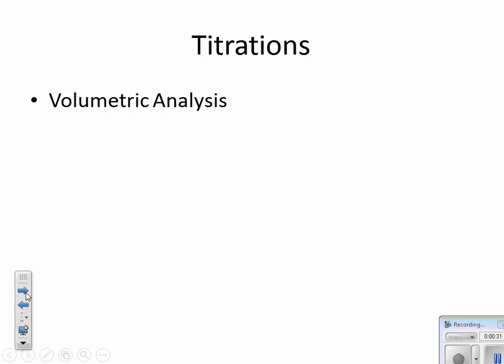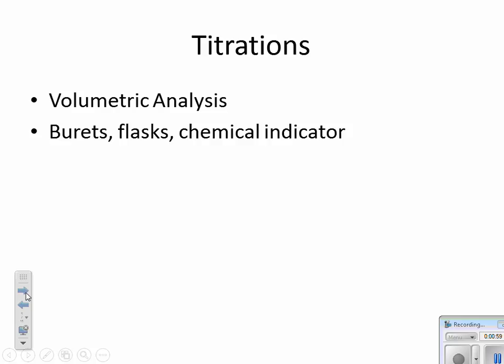First of all, titration is what we call a volumetric analysis. And that is because instead of dealing with masses, which is called gravimetric analysis, we're dealing with volumes of solutions. And remember, we determine the amount of stuff that's dissolved in that solution by using molarity. So in this case, instead of using grams and molar mass to get moles, we're going to be using volumes and molarity to get moles.